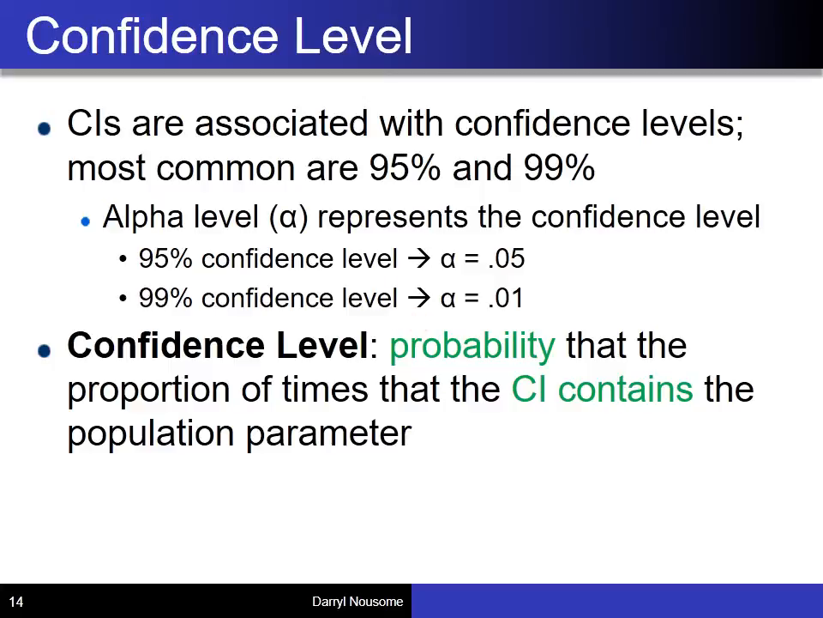Our confidence level, to be more specific, is the proportion of times that the confidence interval contains the population parameter. So what we're saying is that if we were to do this study an infinite number of times, the confidence intervals that we've calculated would contain the true population parameter that proportion of the time. This will make sense when we show some confidence intervals, so I'll get to those in just a couple of slides.